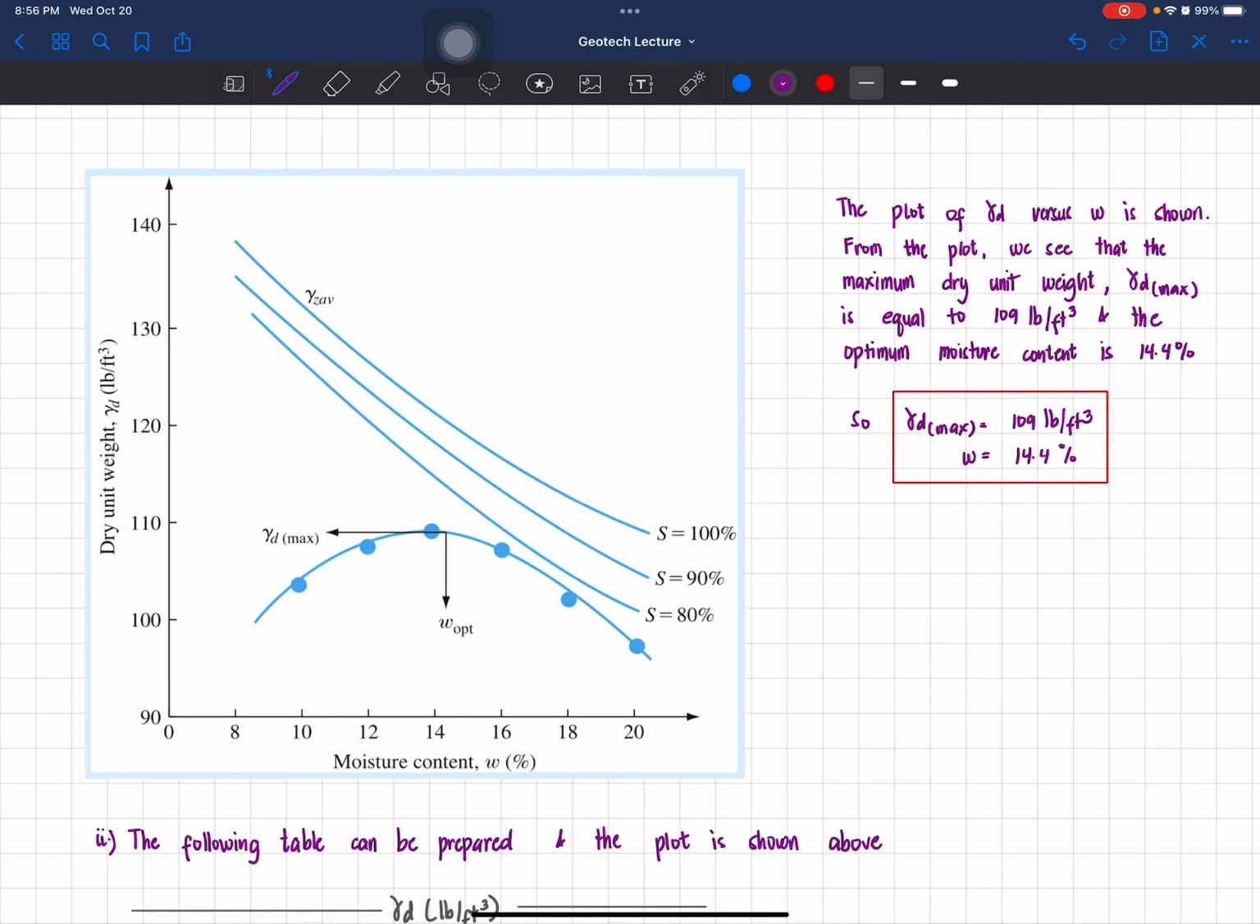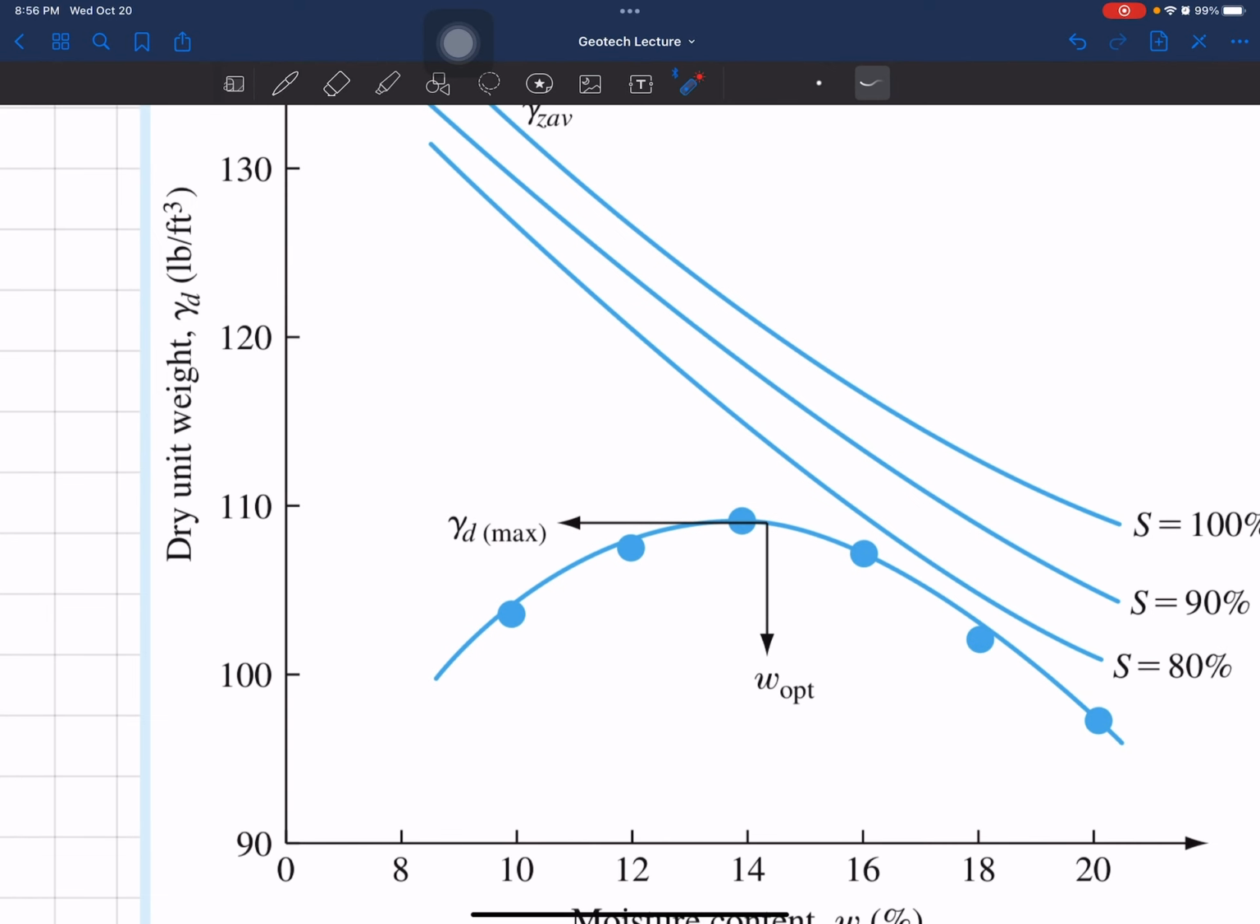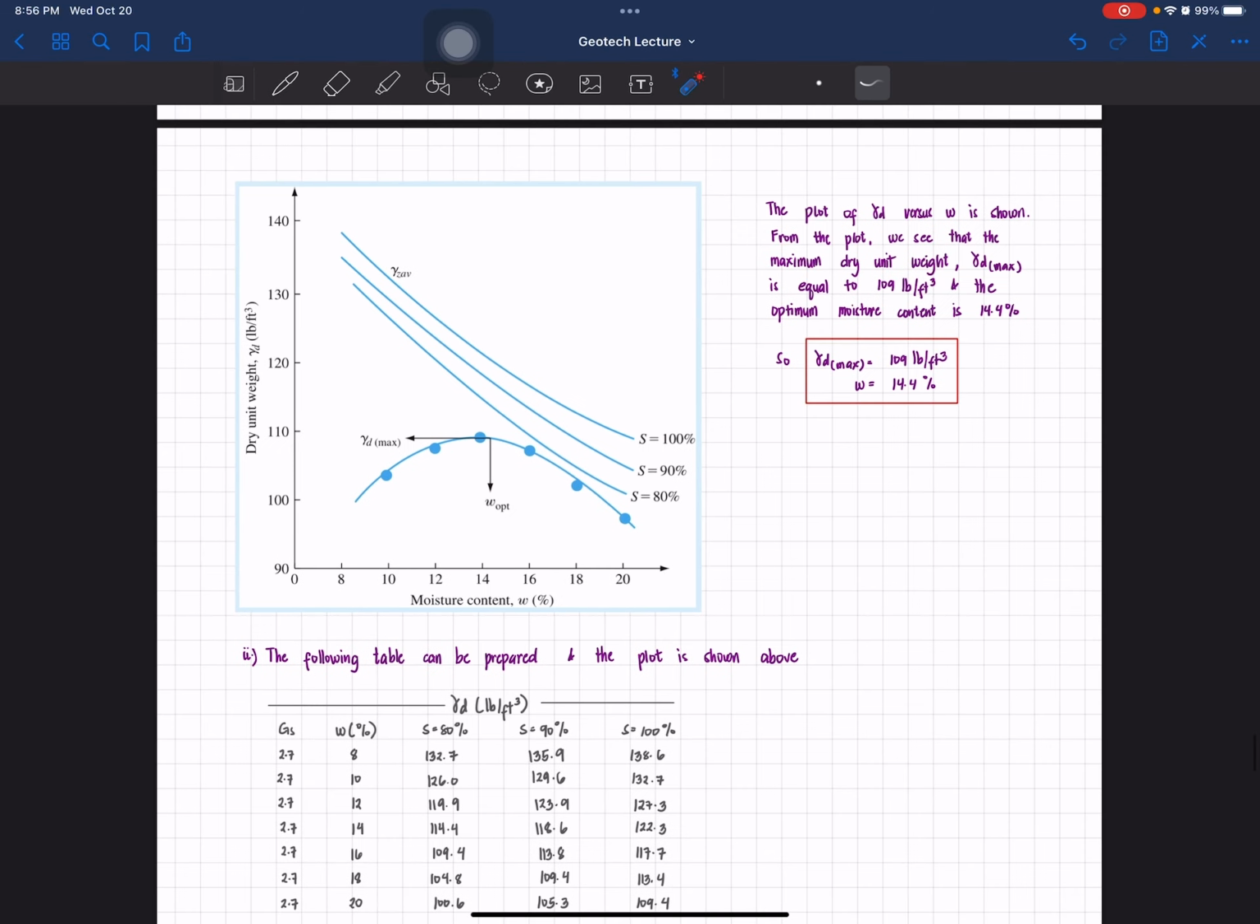They should be the same. In the case of the graphical method, for example, this one says the maximum dry unit weight is 109 pounds as in this graph. But in my case, I don't see that as 109. It could be 109.5, 8.9, something like that. So we will have different values later on. So, we just introduce the concept.